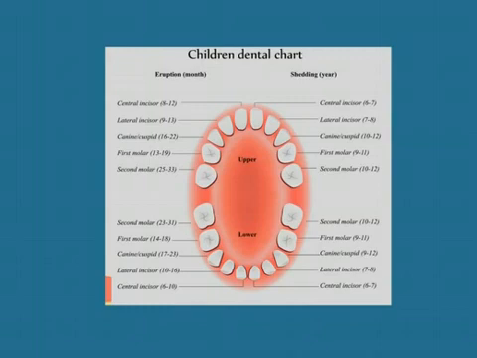So, we will have the central incisor, lateral incisor, canine, first premolar and second premolar. The number will be 5 on this side and 5 on this side, that is 10 on the lower jaw and 10 on the upper jaw, making a total of 20 milk teeth.